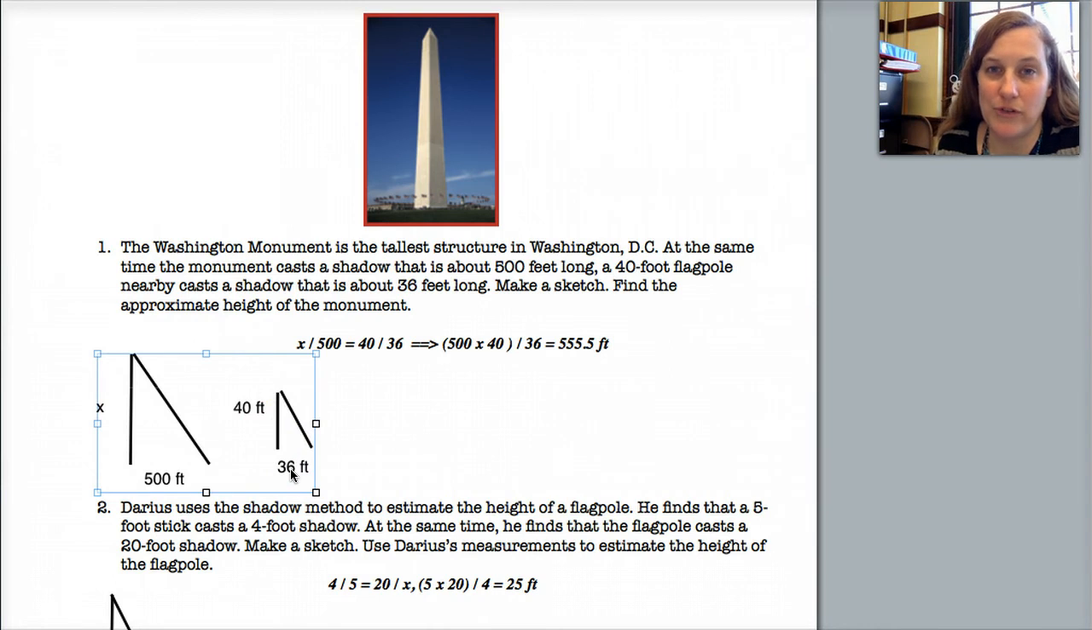So we can use our ratios of corresponding side lengths with similar triangles to make a ratio. We'll take our height that we don't know and our shadow that we do know. X over 500 equals 40 over 36. And we can use cross multiplication to solve this. So you're multiplying 500 times 40 and dividing by 36, and you get 555 and a half feet. So the Washington Monument is 555 and a half feet.